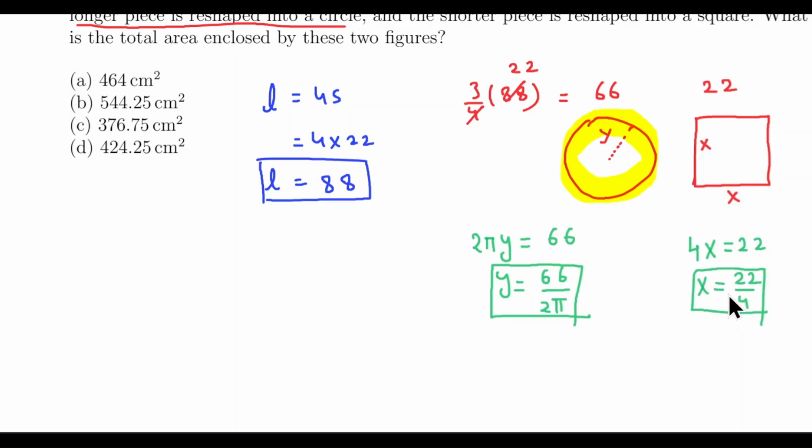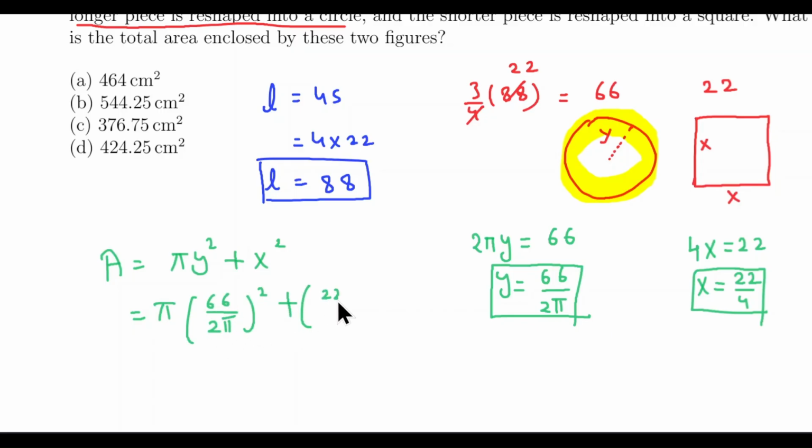And now I just need to add the areas of both these guys. So the total area is going to be pi times y square plus x square. I already have the value of y, which is 66 over 2 pi. And I have the value of x as well, which is 22 over 4 square. So I'm getting somewhere around 376, which is option C.